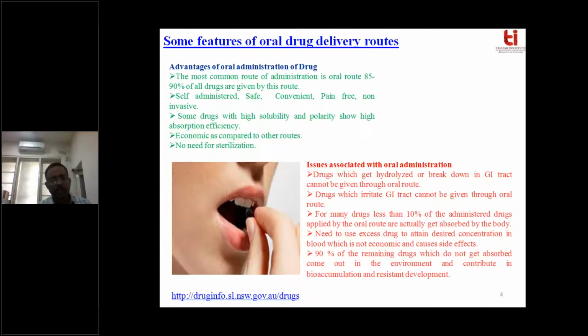Now let's talk a little bit about the oral route and what the problem actually is. The oral route is the most common route of drug administration. As you know, almost 85% to 90% of the drugs we take are through the oral route. It's very convenient. You can self-administer the drug, and you don't need any injection, so it's not painful.